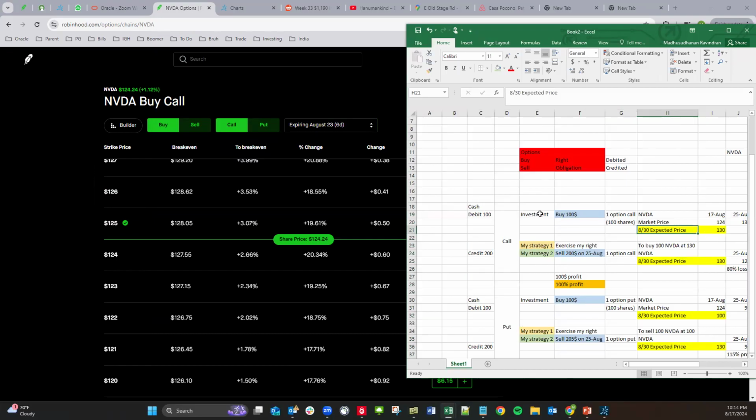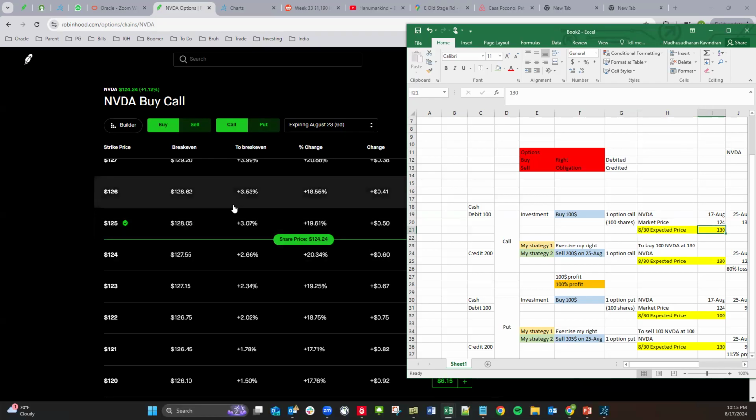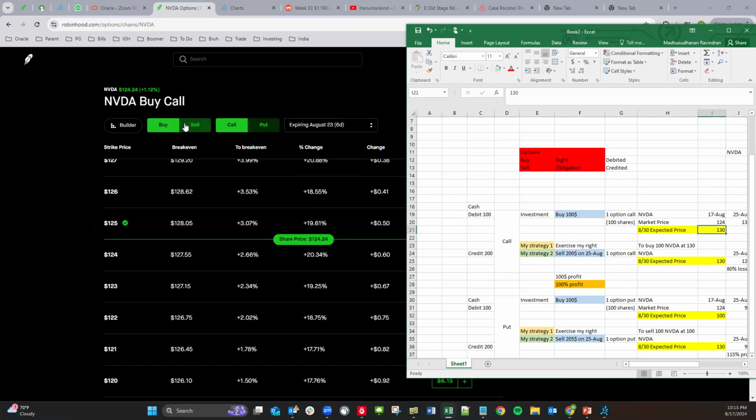So what we said here is I bought an NVIDIA call option for 100 shares for 8/30 with 130 as the expected price that it will move to by 8/30. And that is typically what is here. So let's do the buy call or buy put. In this case, buy. So we are buying one NVIDIA call option, and that's why buy and call. And the first thing you choose is the expiry date, which is this 8/30.